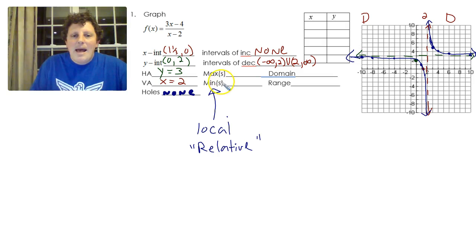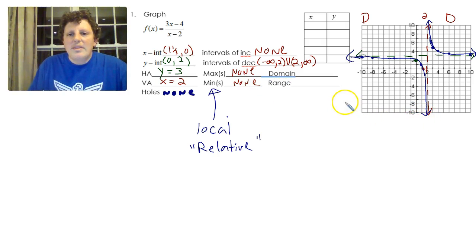Now, we're talking about maxes and mins that are local or relative, and that means that the function has to be increasing and change direction to decreasing, or decreasing and change direction to increasing. That doesn't happen in this function. There is no maximum and there is no minimum in this example.